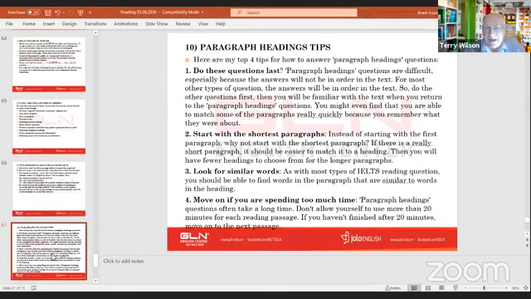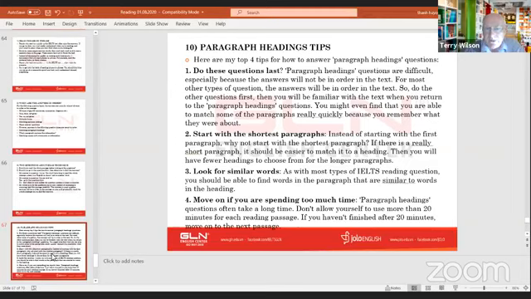So this is section 2 of the test. And I often recommend the students do this last. And when you do it, start with the shortest paragraphs, because by doing that you can, in theory, eliminate the headings faster.